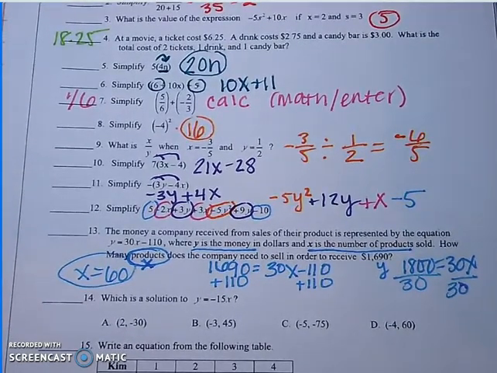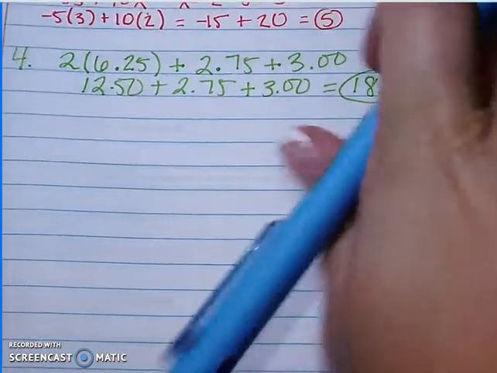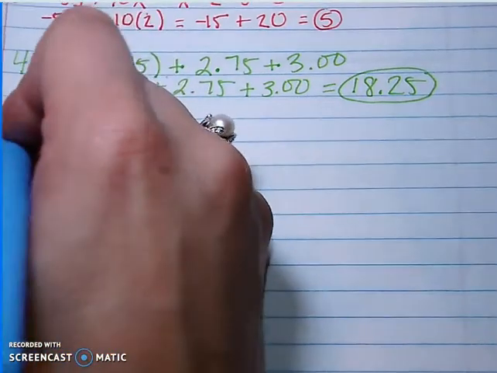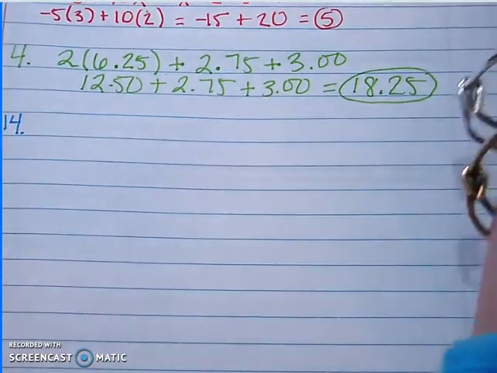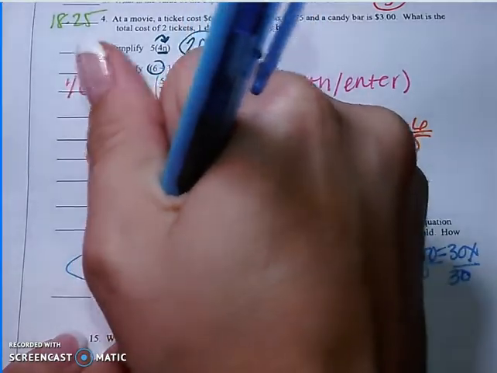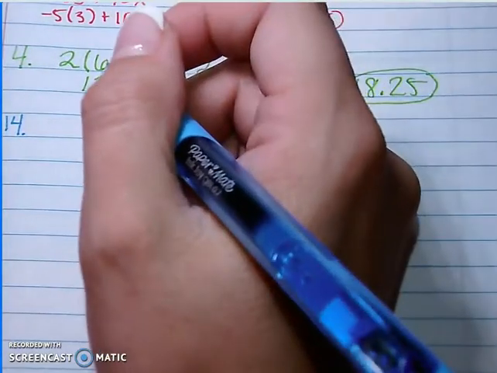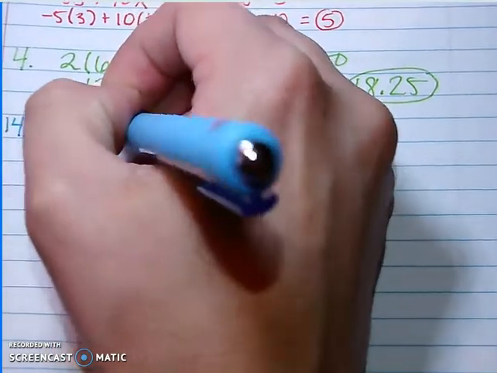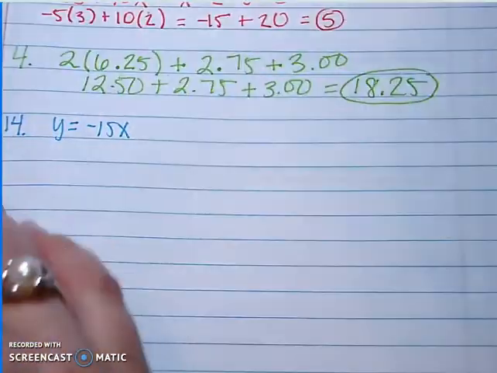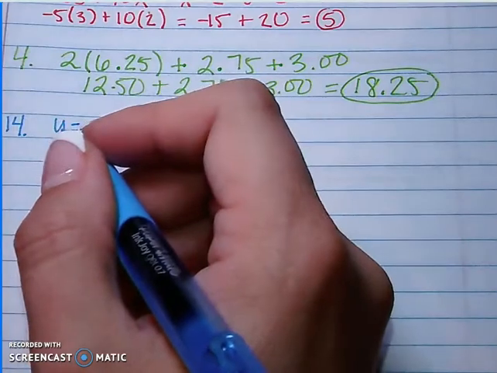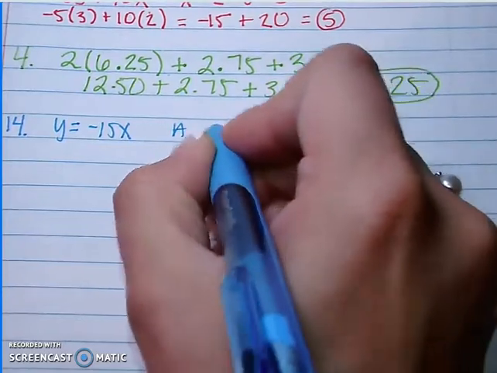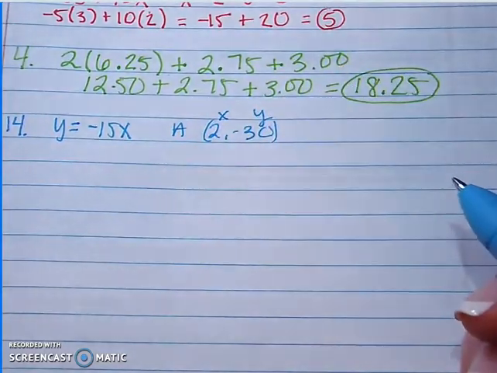Number 14, we're going to do on the inside here. Just make it a little bit easier. There's more room. Number 14 should actually say which is not a solution. Okay, so which is not a solution to y equals -15x. A's answer choice is 2 and then -30. Remember, this is always x and then y as your ordered pair.